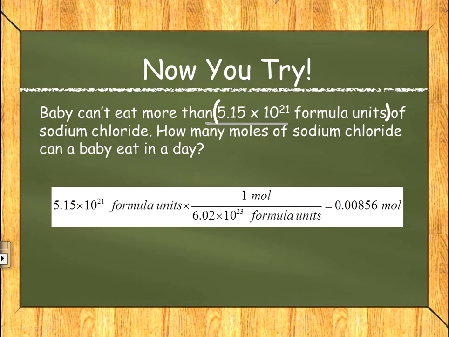You start with 5.15 times 10 to 21 formula units. For every how many moles do I have this many formula units? I have 1 mole for every one of these. It doesn't matter what the identity is. Cancel out the formula units. Let's do it with the red. And you end up doing 5.15 times 10 to 21 divided by 6.02 times 10 to 23.